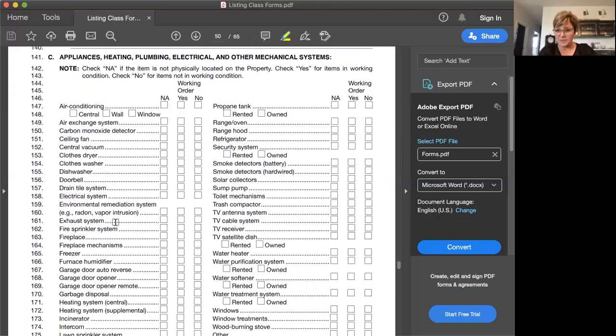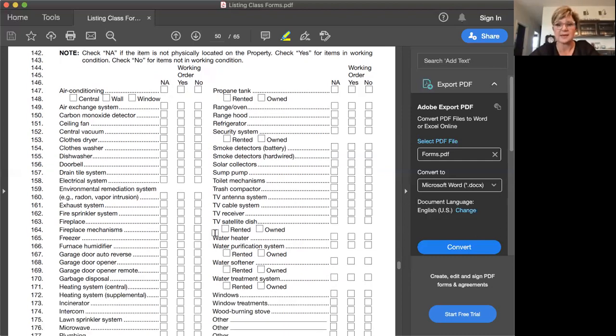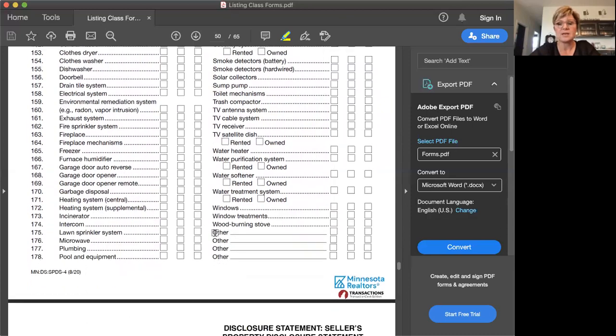People do this wrong all the time. So I always explain to the sellers, hey guys, when you get to this section, these are things that could potentially be in your house. You may not have all of them in your home. So what this is asking is, is it in working order? Yes or no? If you do not have this physically on your property, you're going to check the NA box. So NA, I don't have one, or if I have it, yes, it's in working order, or no, it's not in working order. Okay, and that's how they'll address these items. Any questions on that?